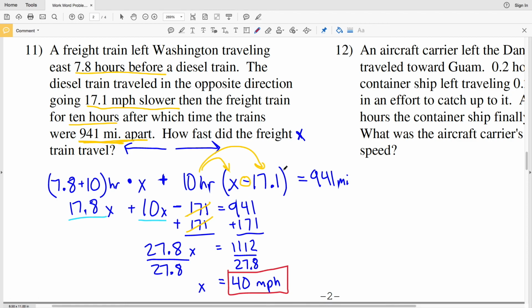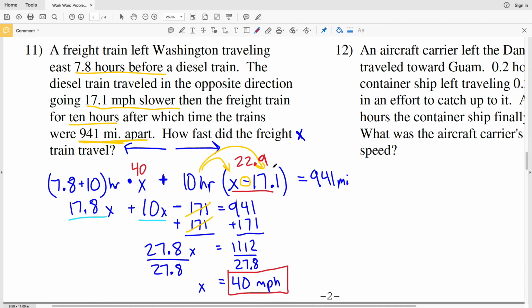So the freight train traveled 40 miles per hour, meaning that the diesel train was traveling 40 miles per hour minus 17.1 miles per hour, which is 22.9 miles per hour. So this is 40, and this quantity is 22.9. So you can see that 40 times 17.8 plus 10 times 22.9 will indeed give me 941.